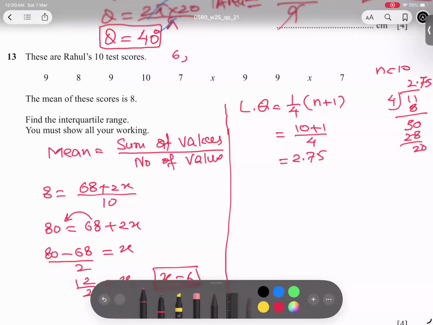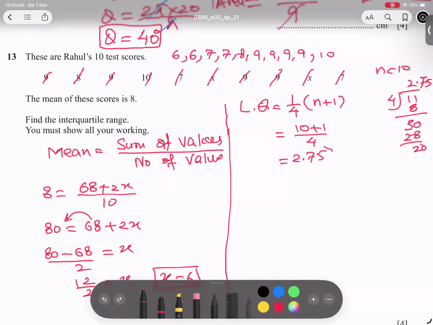6, I cut x. 6, I cut x. Then 7 I write, I cut. Then 7 I write, I cut. Then 8, I cut. Then 9, 1, 2, 3, 4 times. Then I can write 10. So let's count 1, 2, 3, 4, 5, 6, 7, 8, 9, 10. Data must be in order.